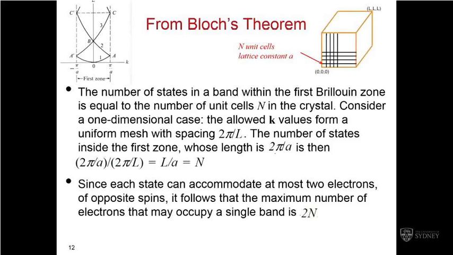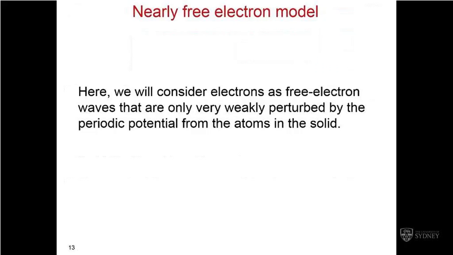Now we want to move on from last lecture, where we are going to look at the nearly free electron model. Basically, we're going to consider the electrons as if they're free electron waves, and they're going to be perturbed only very weakly by a periodic potential from the atoms in the solid. This is a good approximation for some metals, and these metals are even given the name nearly free electron metals. For example, you might have sodium, aluminium, magnesium, potassium. Materials like that are nearly free electron metals.